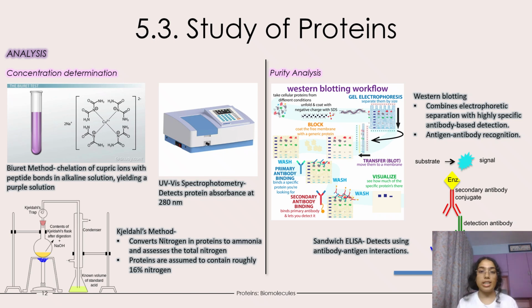Then comes purity analysis, which has Western blotting, which identifies and confirms the presence of a particular protein in a complex mixture using antigen antibody recognition. It combines electrophoretic separation with highly specific antibody-based detection. During detection, a primary antibody specific to the target protein is applied, followed by a labeled secondary antibody that binds to the primary. Labels may include enzymes, fluorescent tags, or biotin, which generates a visible signal, such as a color, light, or fluorescence, indicating the protein's position. It has high specificity and sensitivity.